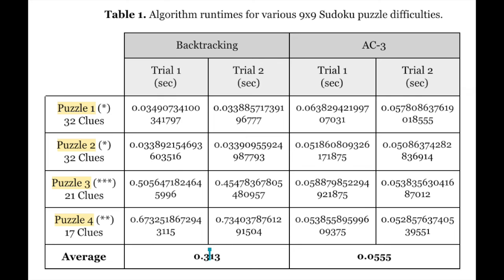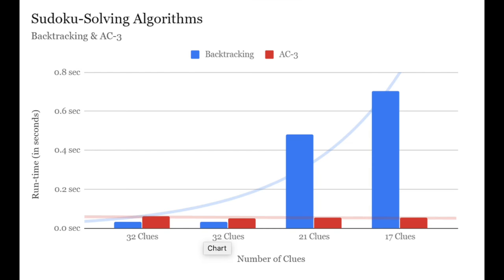At first, we were a bit confused why AC3 was running slower with these two puzzles, but then further results showed something interesting. When we ran the third puzzle, which had 21 givens, backtracking significantly started slowing down. However, AC3's runtime was practically the same. When we ran the fourth puzzle with 17 givens, the trend of backtracking slowing down showed again. In the end, while backtracking was faster for the puzzles with more givens, it slowed down once we gave it puzzles with fewer givens. AC3, however, maintained a nearly constant growth, making AC3 the better choice for more complex puzzles.